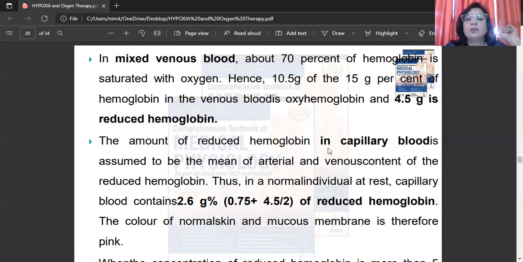The amount of reduced hemoglobin in capillary blood is assumed to be the mean of arterial and venous content. Thus, in a normal individual at rest, how much does capillary blood contain? It contains 2.6 gram per 100 ml, that is 0.75 plus 4.5 by 2 of the reduced hemoglobin.